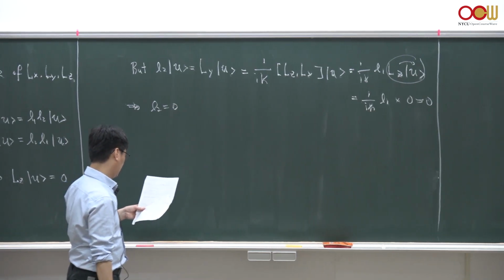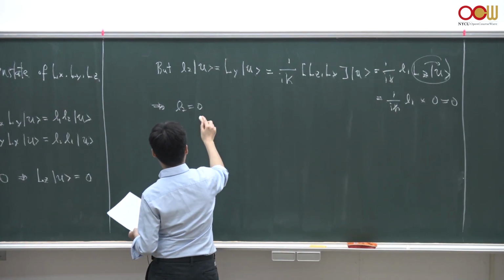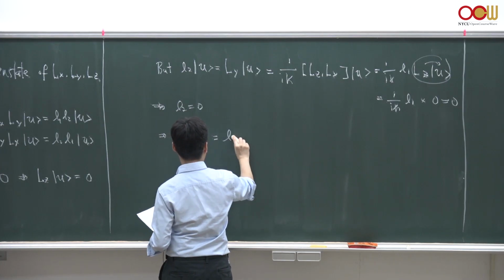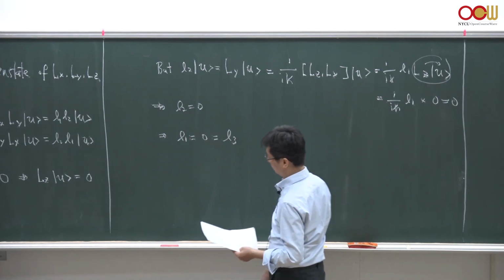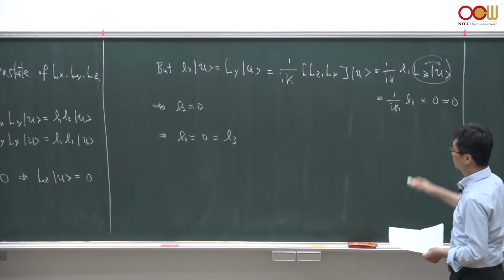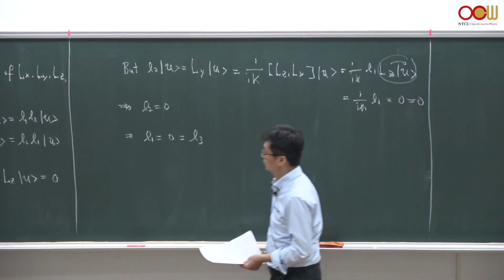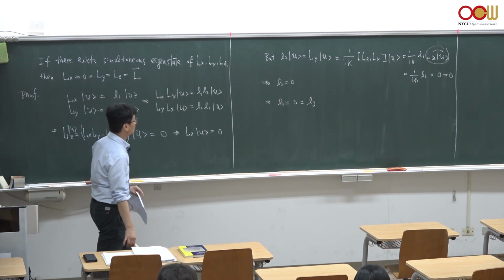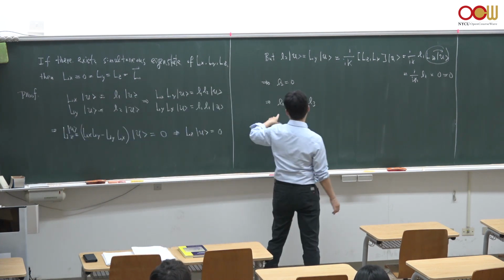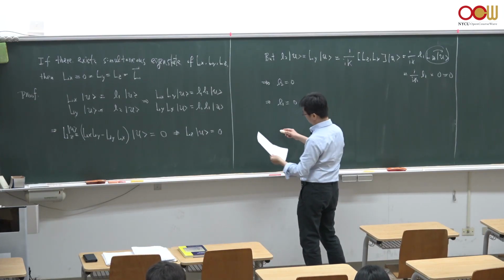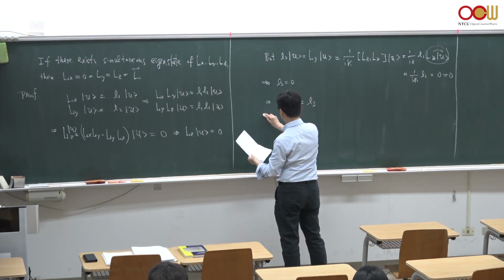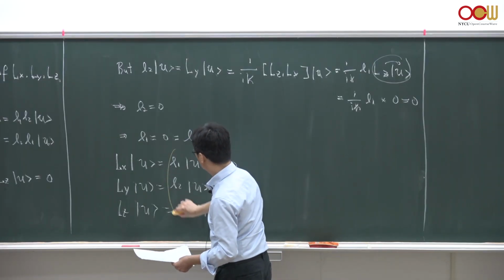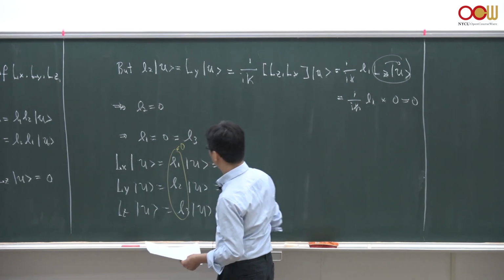Okay? And you could also see that L1 is 0 and L3 is also 0. In the same way you can show this, you simply change the other components and check the same thing, and you'll get the conclusion that all of the 3 eigenvalues L1, L2, L3 are 0. So all of the 3 eigenvalues vanish.